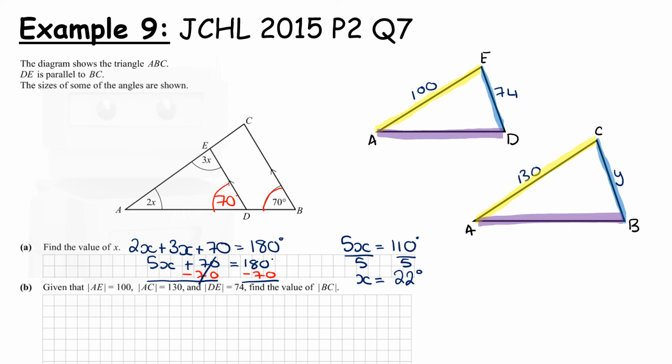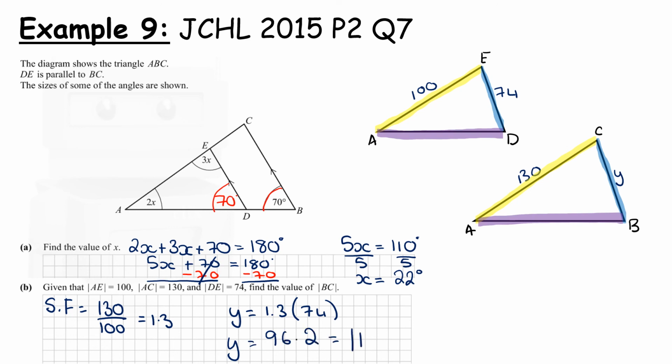Now, to find y, I'm going to use the scale factor first. So how many times bigger is one triangle than the other? To do that, I'm going to use the yellow sides because they're the ones I have both of. So 130, big divided by small, so it's 1.3 times bigger. So y is going to be 1.3 times the size of 74. So we get y is equal to 96.2. There are no units in this question, so we can leave it like that. So this is the length of BC.